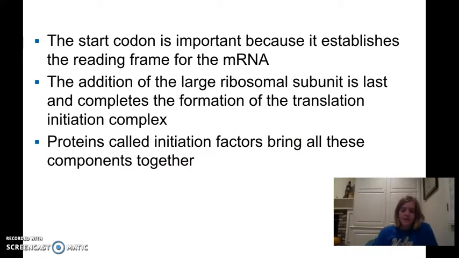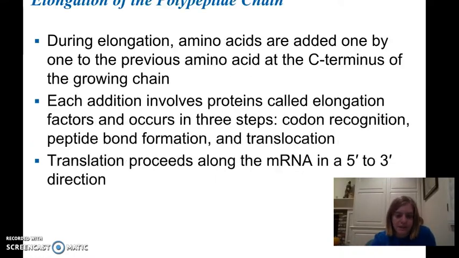The start codon is very important because it establishes the reading frame for the mRNA, and then once that large ribosomal subunit is added, that's when the translation initiation complex is complete.